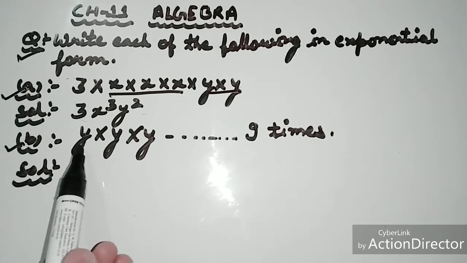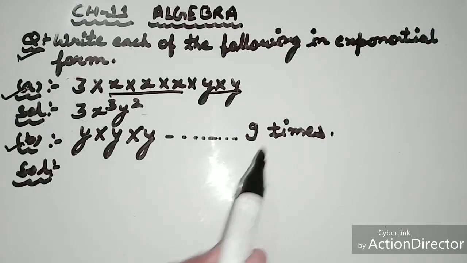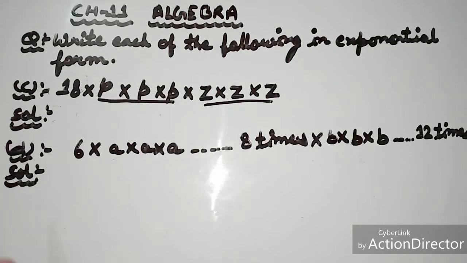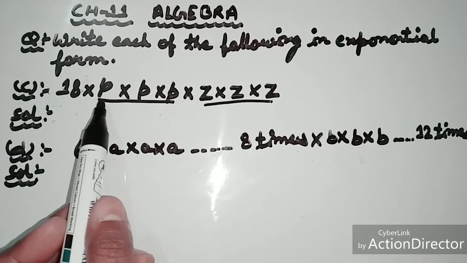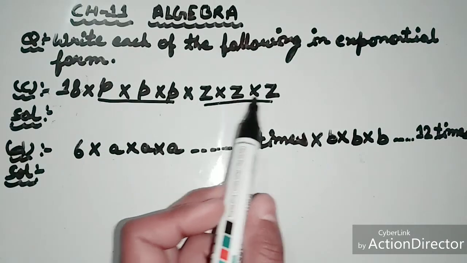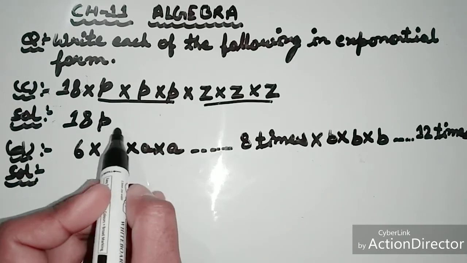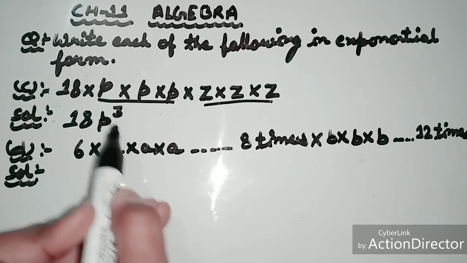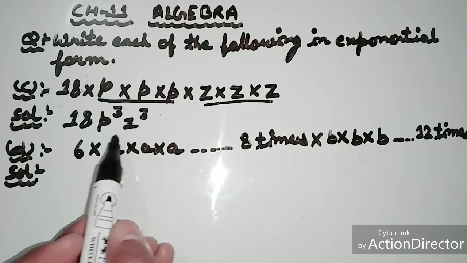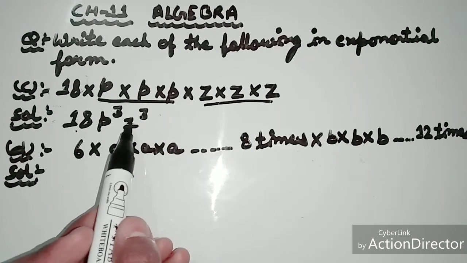Now example number B, y multiplied by y and so on, and y is multiplied 9 times. So here we write y to the power 9. Now example number C, 18 multiplied by p 3 times and multiplied by z 3 times. So here we write 18 p to the power 3 and z to the power 3. So here we get our product in exponential form 18 p to the power 3 and z to the power 3.